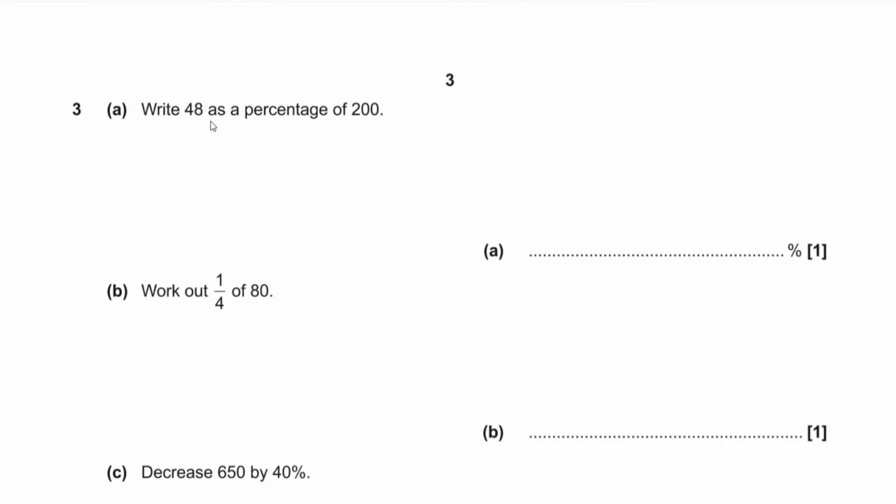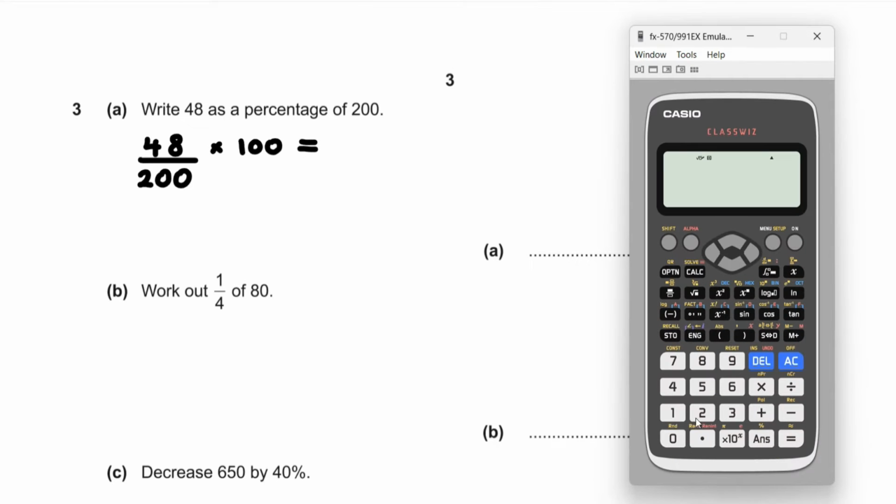Question 3, part A, write 48 as a percentage of 200. This means 48 out of 200 multiplied by 100. So if I work out what this is equal to, the 48 over 200 multiplied by 100, which is the same as 24. So we have 24%. For part B, we have to work out 1/4 of 80. 1/4 of 80 is the same as 80 divided by 4, which is 20.